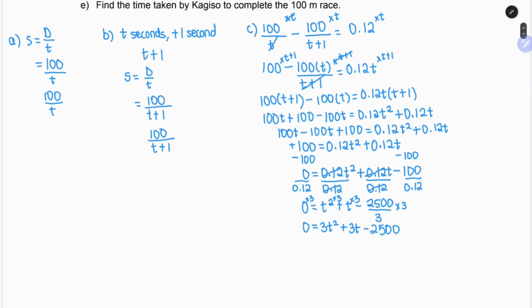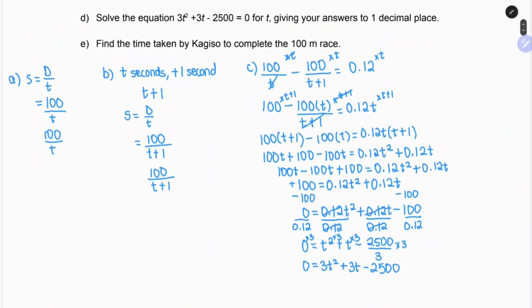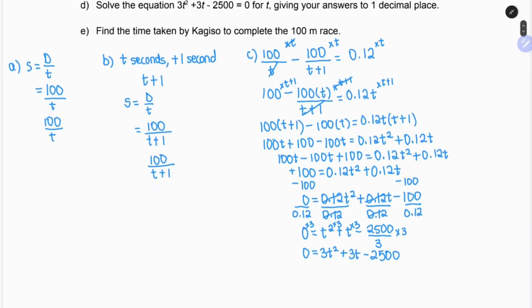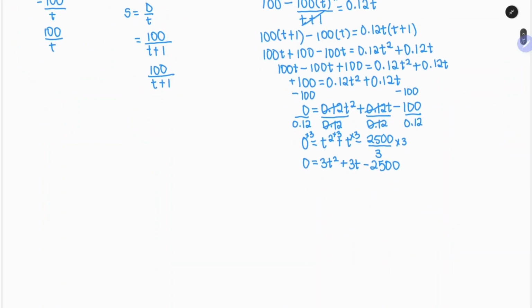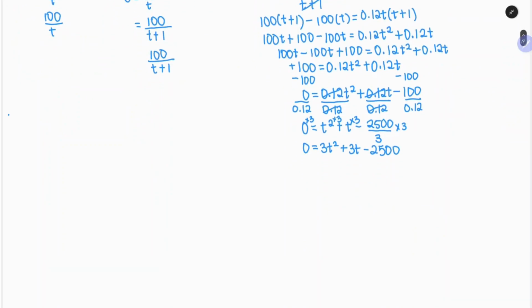So by just doing this, you already have your 3 marks secured. So the next question wants us to solve the equation 3t squared plus 3t minus 2500 is equals to 0 for t, giving your answers to 1 decimal place. So all we need to do now is to solve the equation. I'll just write it down here.